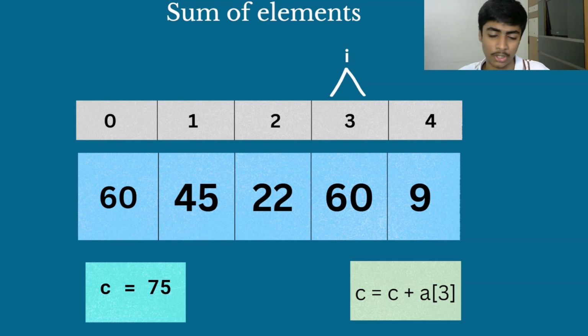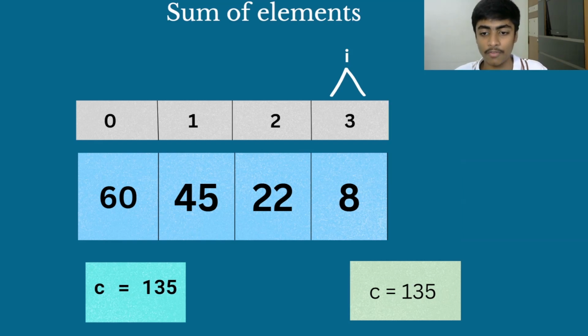Our I is going to increment again to 3. C is equal to C plus A of 3. Our current C value is 75. So we're just going to say C is equal to 75 plus 60. And we're going to get C as 135. Finally, we found the sum of our first 4 elements.